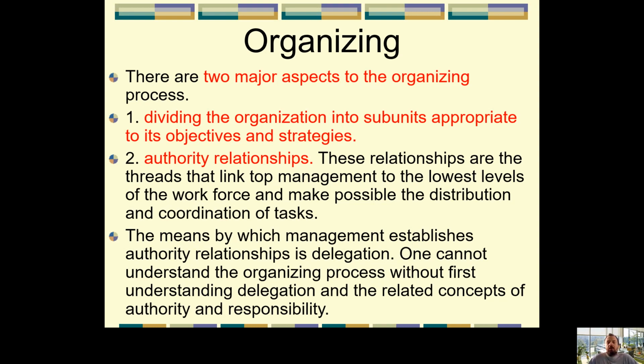So when we are using this management function, we have to divide the organization into subunits. It is horizontal division of labor, and we have to create some levels of management, and also we have to set authority relationships. So everybody in the organization must know what resources are available for him or for her.